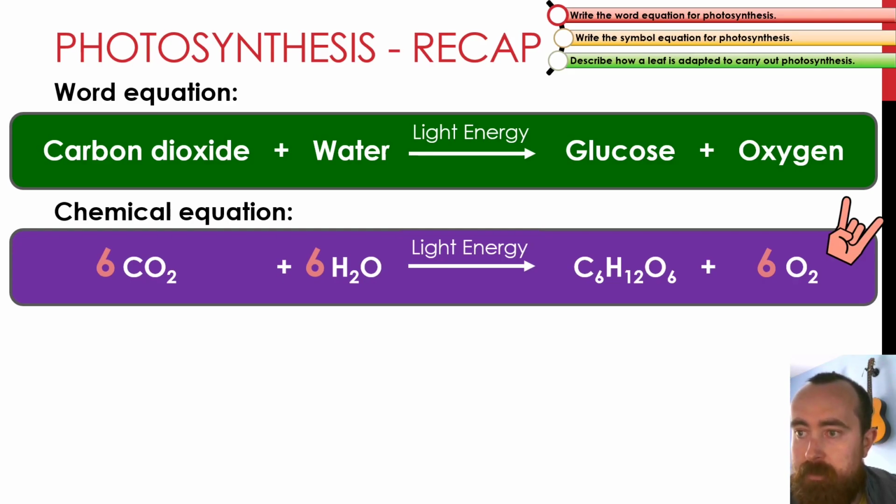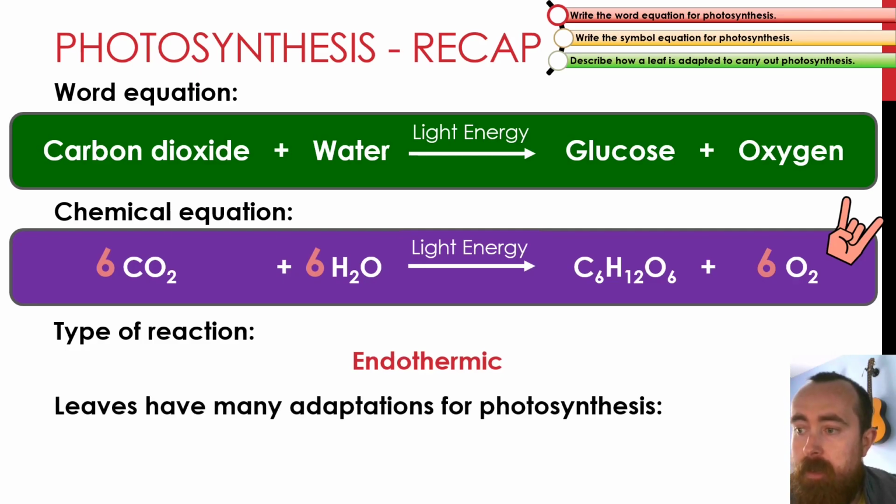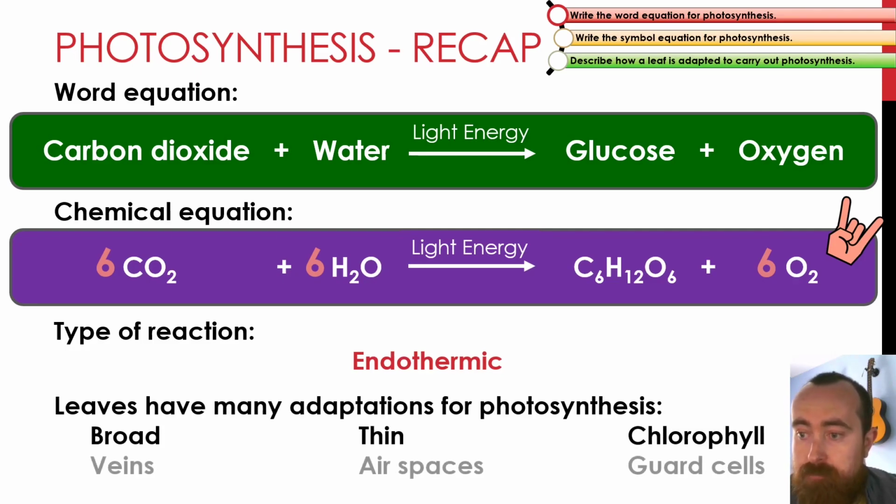And remember, it's the devil's equation. It's the equation of the beast. You balance it with 666. The type of reaction, it is an endothermic reaction. And they have loads of different adaptations. They are broad, thin. They have chlorophyll inside them. They've got these veins or these blood vessels, the xylem and the phloem. They have these air spaces, the stomata, and they have guard cells.